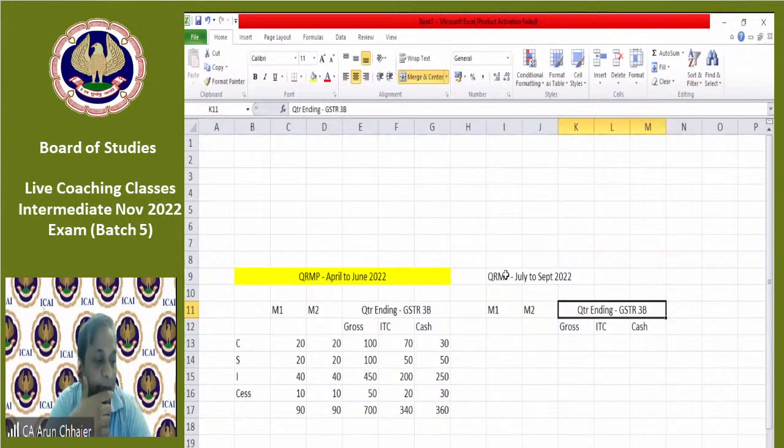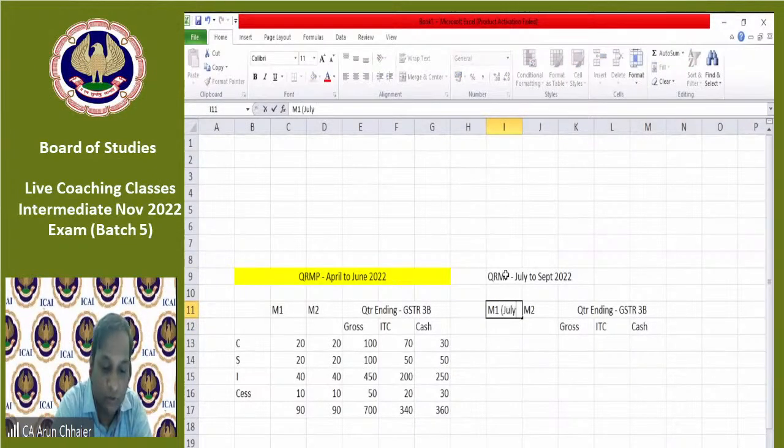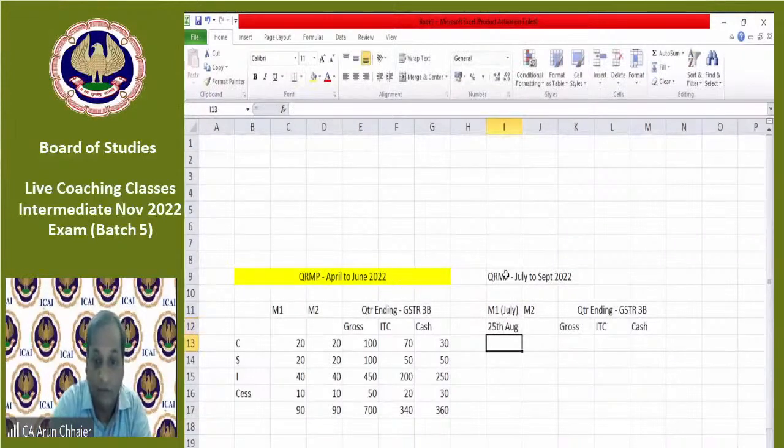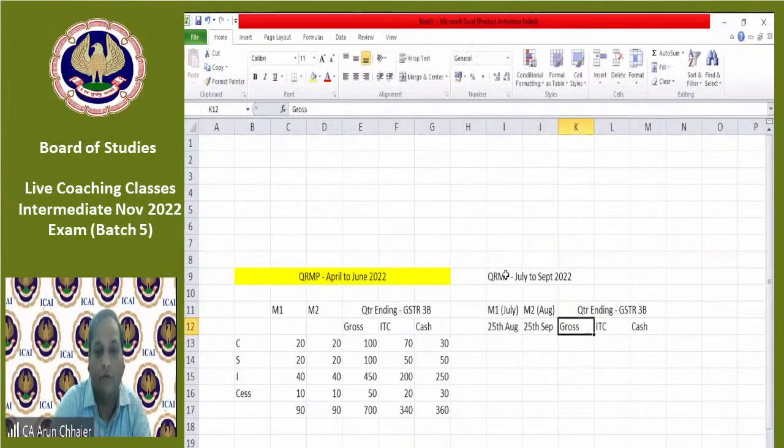Twenty-fifth day of the succeeding month means, for July, the month 1 is July, right? Month 1 is July, right, Prabhas? It means we are talking about 25th August. Month 2 we are talking about August, right? So the 25th of the succeeding month. Succeeding means the month after. So it means they are talking about 25th September as the due date.